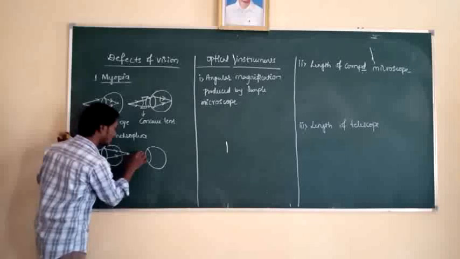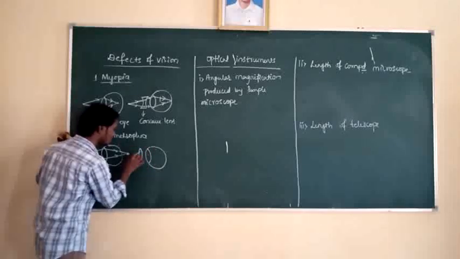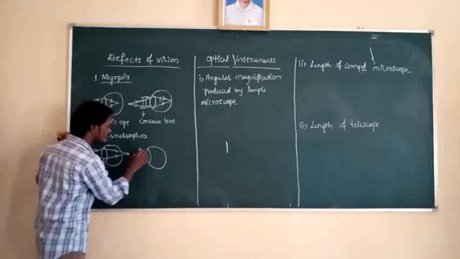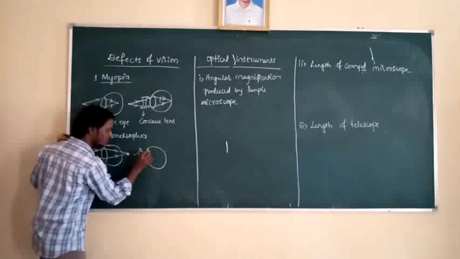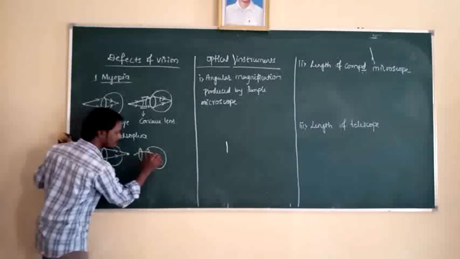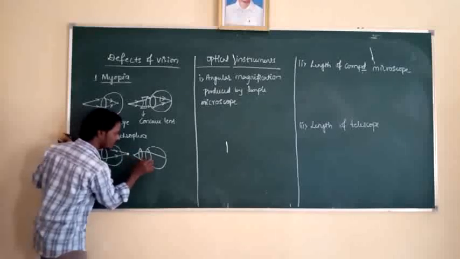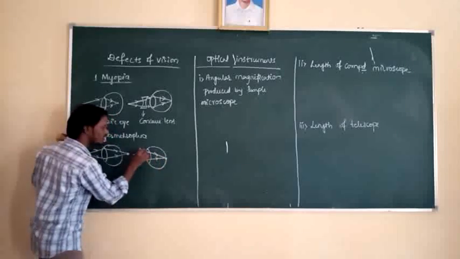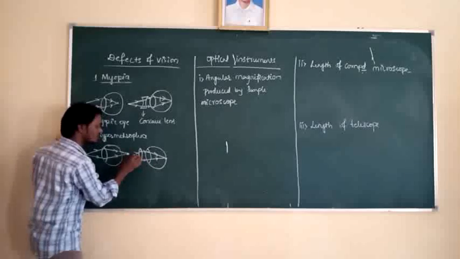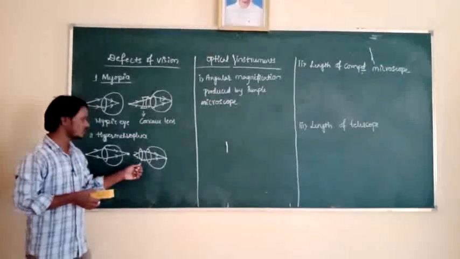In the path of light, this spec is made up of convex lens. So first the light is converged by the spec's convex lens, next it is converged by the eye lens. After refraction, all the refracted rays meet at a point on the retina. So when the refracted rays meet at a point on the retina, we will see the clear image of the object. So what is the remedy for hypermetropia? The remedy for hypermetropia is convex lens.